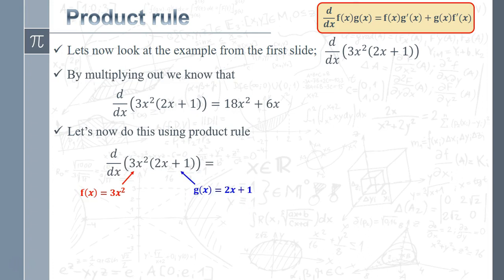f of x is the 3x squared, g of x is the 2x plus 1. And if I have a look at my product rule, it says I've got to leave the first one alone, differentiate the second, plus leave the second one alone, differentiate the first.